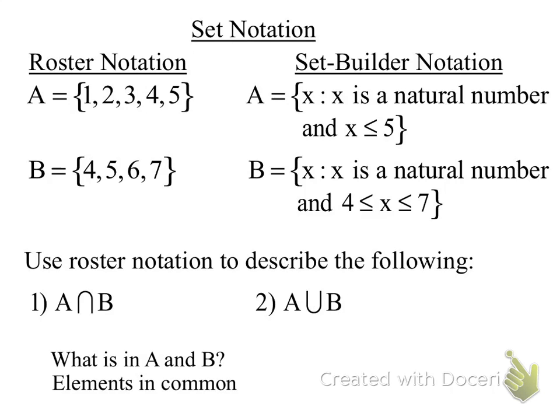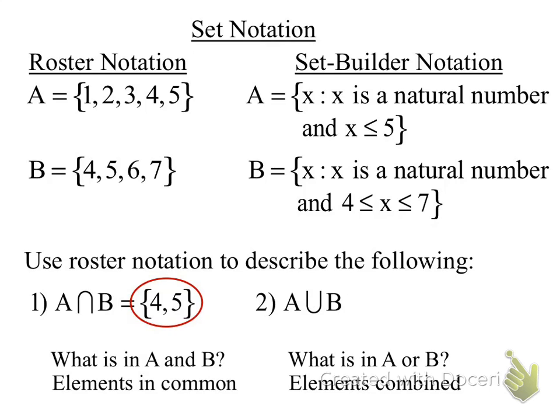Union, U, is what? Kelly? 1, 2, 3, 4, 5, 6, 7. And that is the combination. It's the combination.